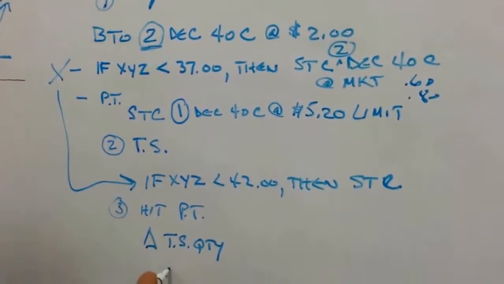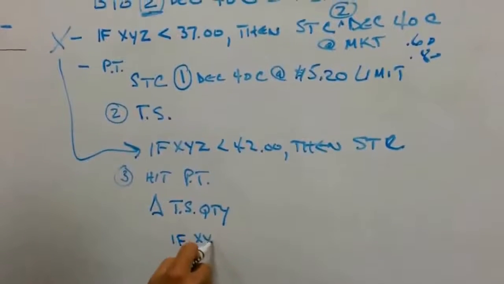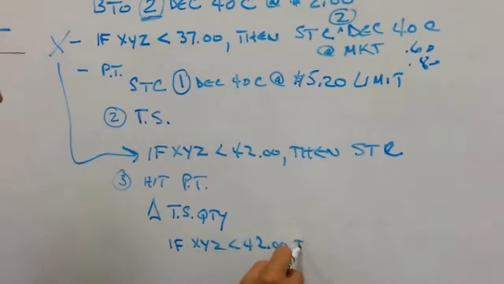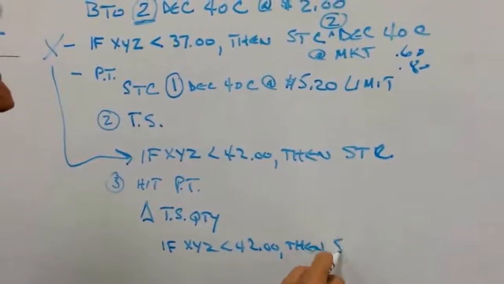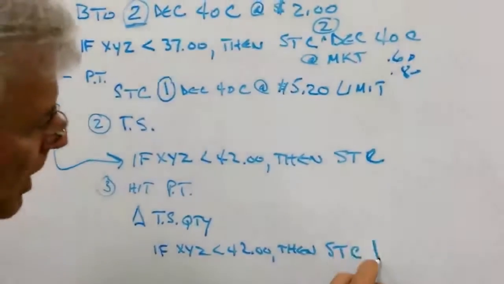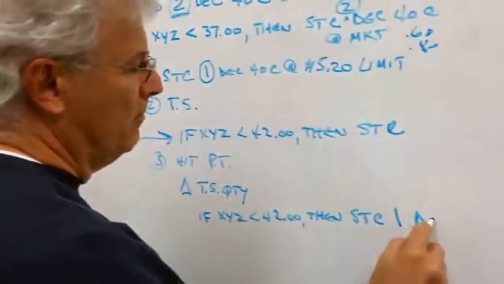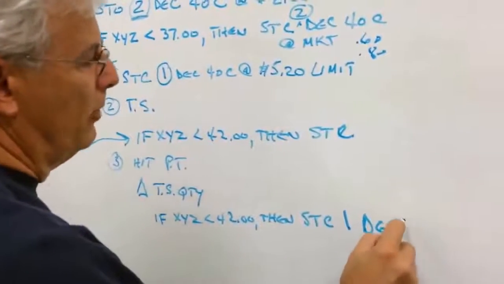So now it becomes, if XYZ is less than 42, then you sell to close 1, the remaining contract, 1 December 40 call.